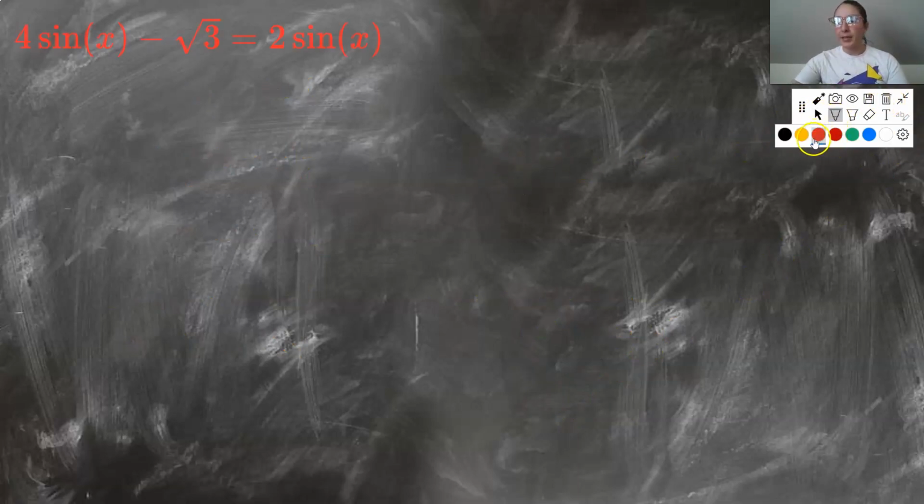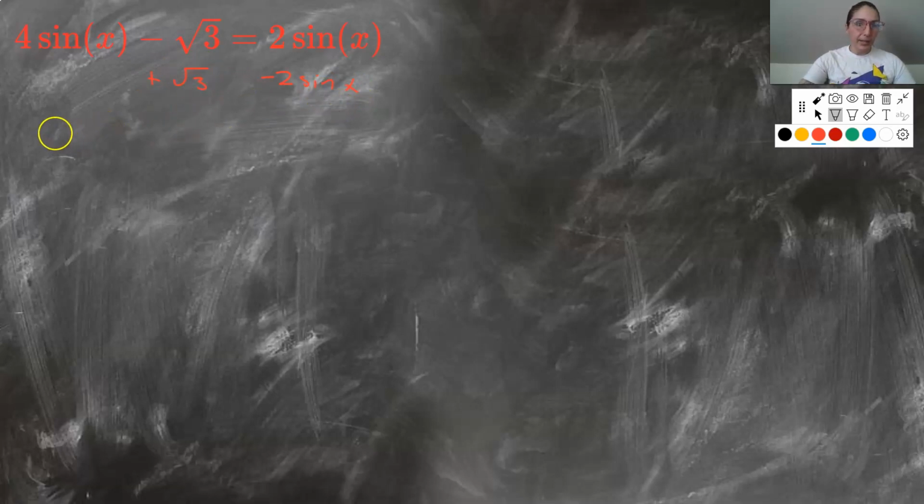Okay, let's complicate things up a little bit. So 4 sine of x minus root 3 equals 2 sine of x. Think of sine of x as x. I need to get all of my x's on one side, so I'm going to subtract 2 sine of x from both sides, and I'm going to add root 3 to both sides.